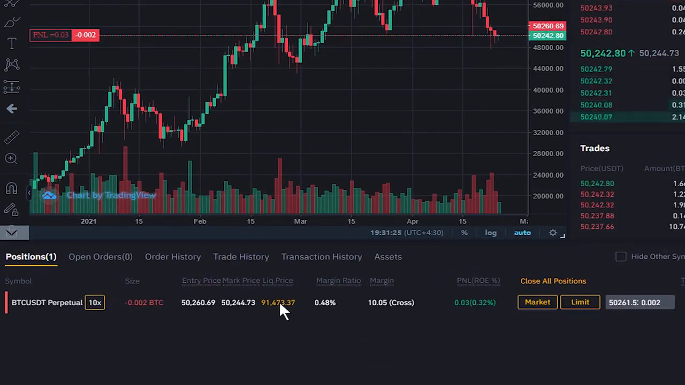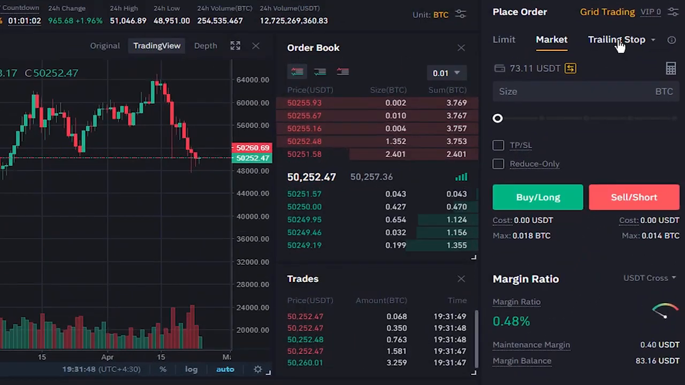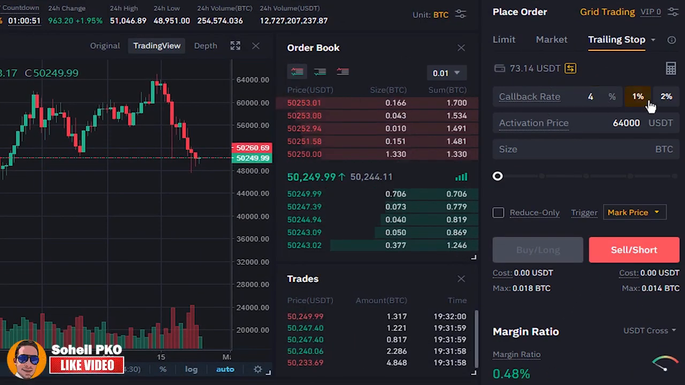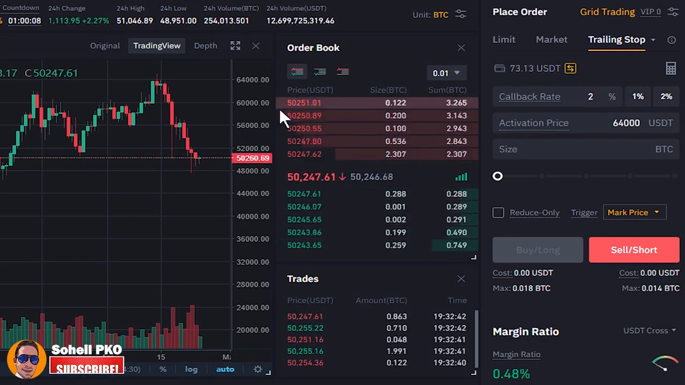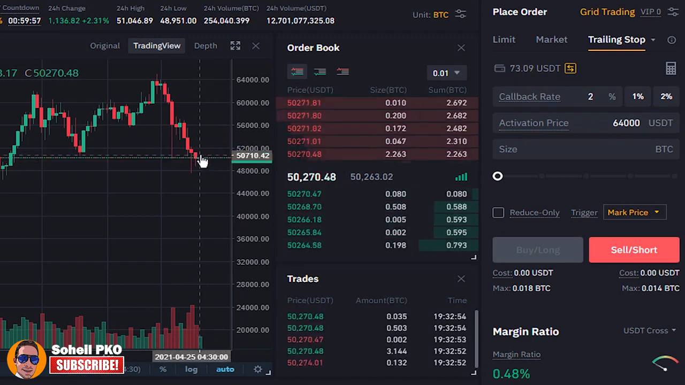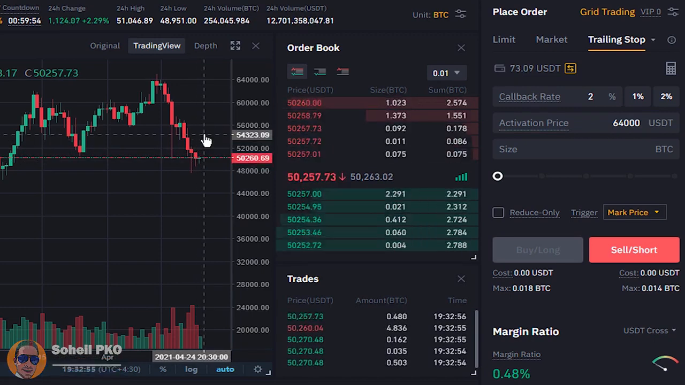And now for this short position, we want to set a trailing stop order, and it must be on the buy side, so it will close our short position. We go to trailing stop order. Let's set the callback rate to 2%. We can leave the activation price unfilled, so it will be active on the current price of the market with the trailing stop 2% higher than this level.